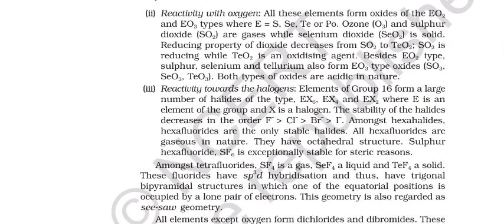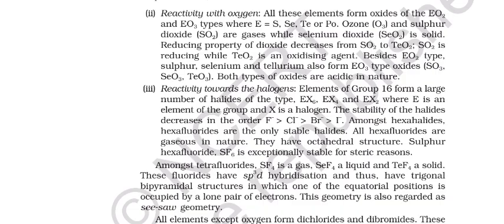Reactivity with oxygen. All these elements form oxides of the EO2 and EO3 types, where E is S, Se, Te and Po. Ozone and sulfur dioxide are gases, while selenium dioxide is a solid. Reducing properties of dioxides decrease from SO2 to TeO2. SO2 is reducing while TeO2 is an oxidizing agent. Besides EO2 type, sulfur, selenium and tellurium also form EO3 type oxides. Both types of oxides are acidic in nature.